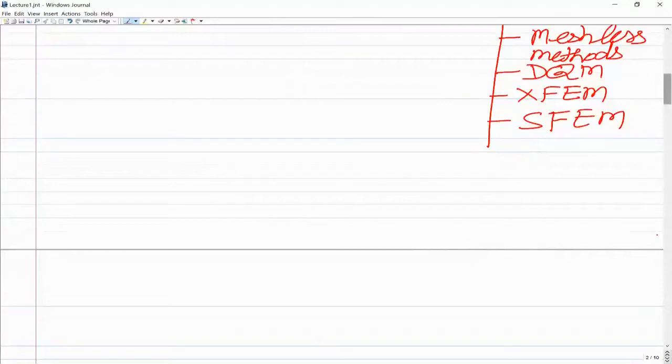So with this introduction to the different techniques for the solution of the mathematical model, let me start with very simple examples of mathematical models and how we develop them, because we will be using these mathematical models, either differential equations or energy functionals, subsequently for developing the element level governing equations. So let me discuss that.